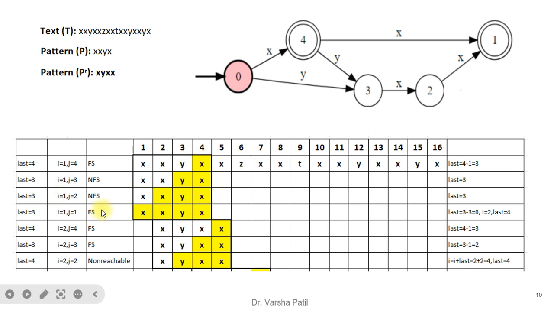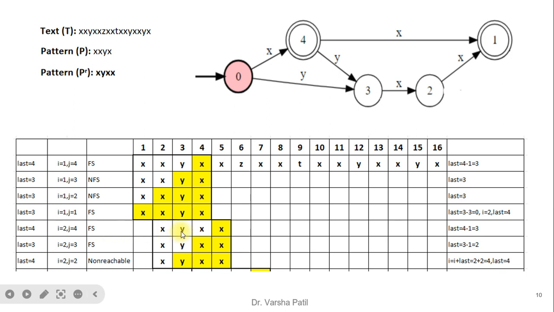Now there are 4 characters in the pattern, so we take the first 4 characters, going from right to left. First X matches, final state, decrement last; then non-final state, non-final state and then final state. So 1, 2, 3, we are decrementing last by 3. So 3 minus 3 is 0, so last becomes 0. The pattern got matched, XXYX is matched. At that time we increment I by 1, because it may happen that the pattern also matches from the next position. So I becomes 2 and again last becomes 4.